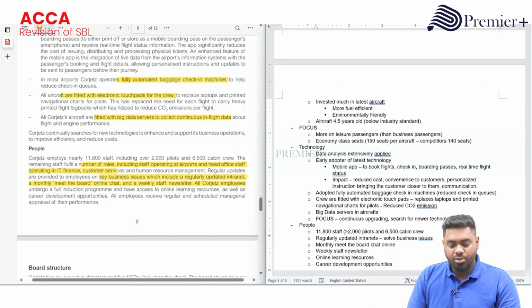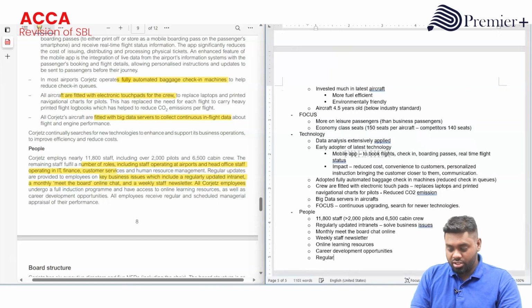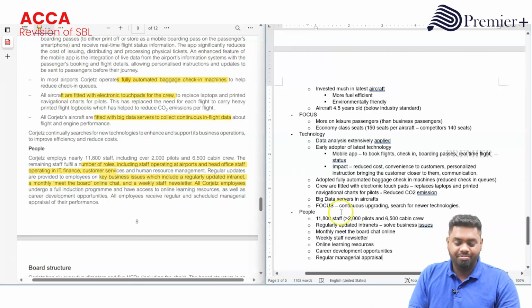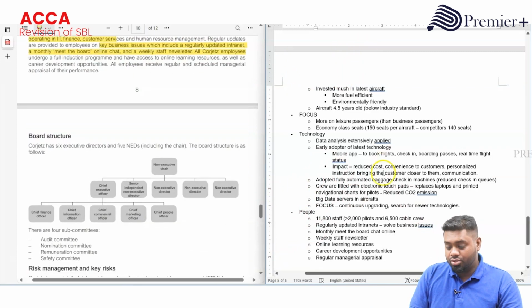All employees receive regular and scheduled managerial appraisal of their performance. Good. Regular employment appraisal, managerial appraisal. Right. Next is the board structure.